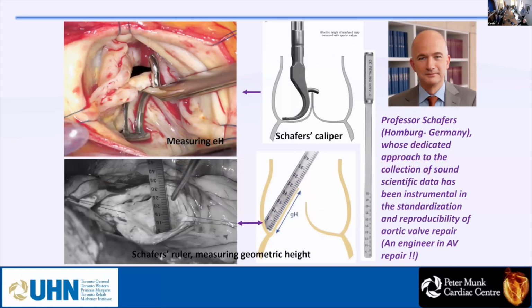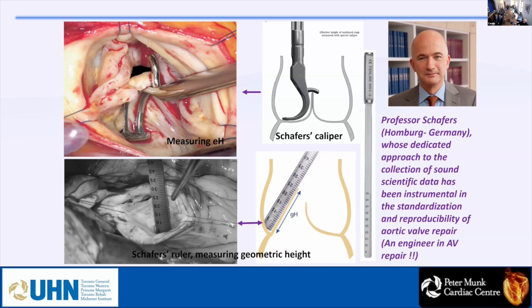So when we talk about the measurement, we need some instrument. I don't think there's any surgeon here, but we need an instrument to measure. So this is one of the instruments that's called the Schäfer caliper. This was developed by Dr. Schäfer, another very famous aortic valve repair person from Hamburg. And that's the way that he measured the effective height, the caliber.